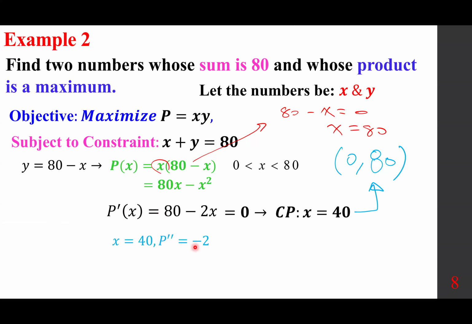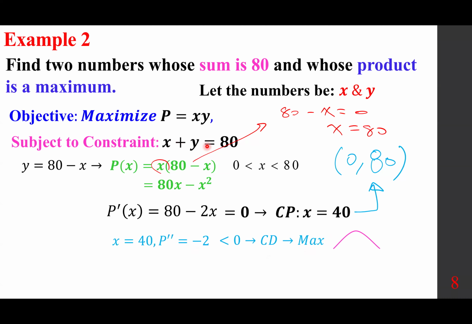Remember, you have to plug in x, but it's independent, so it's always negative. Negative means concave down. Concave down means max. Why does it mean max? Because it looks like that. So maximum occurs when x is 40.